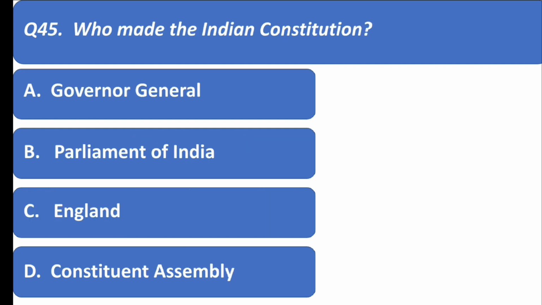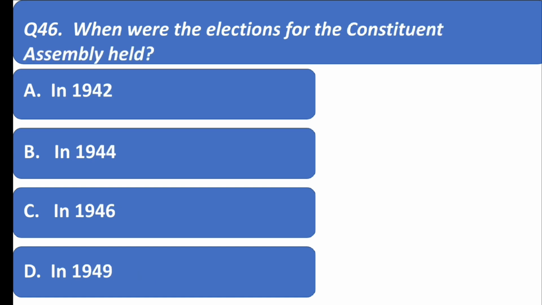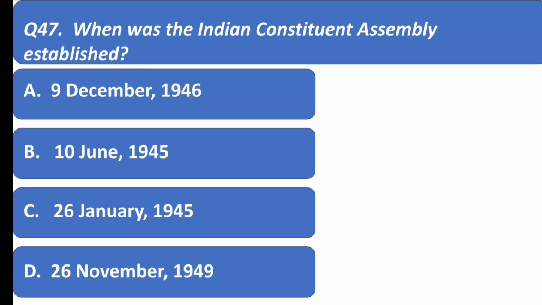Who made the Indian Constitution? Answer is option D, Constituent Assembly. When were the elections for the Constituent Assembly held? Answer is option C, in 1946. When was the Indian Constituent Assembly established? Answer is option A, 9 December 1946.